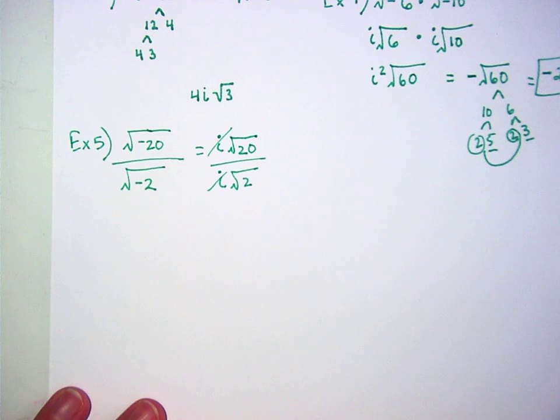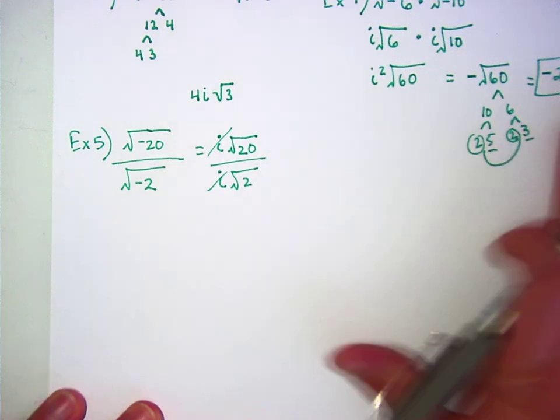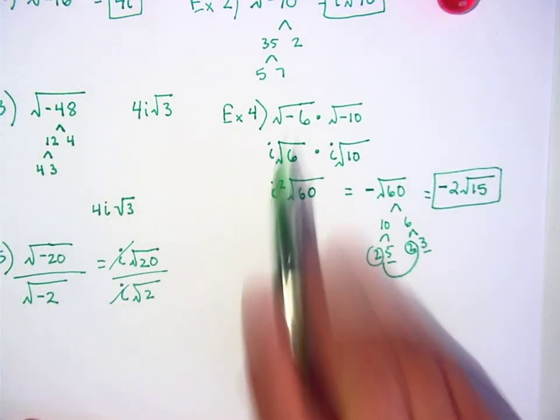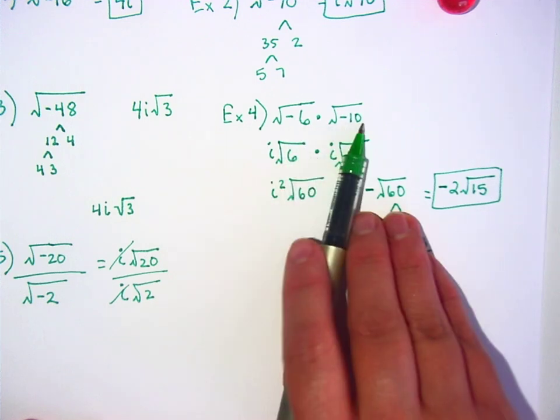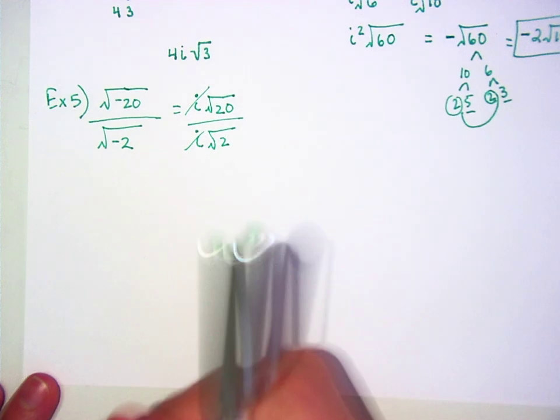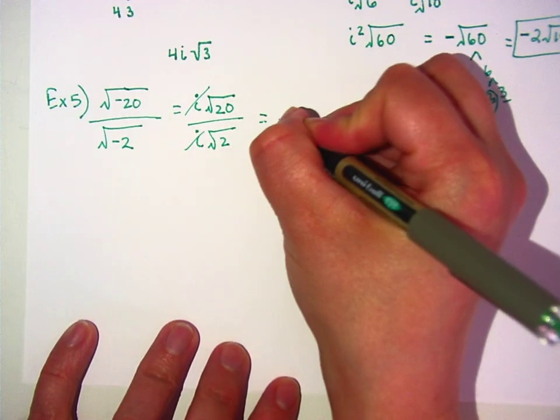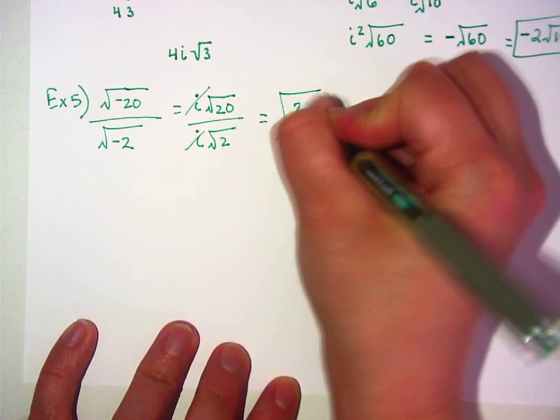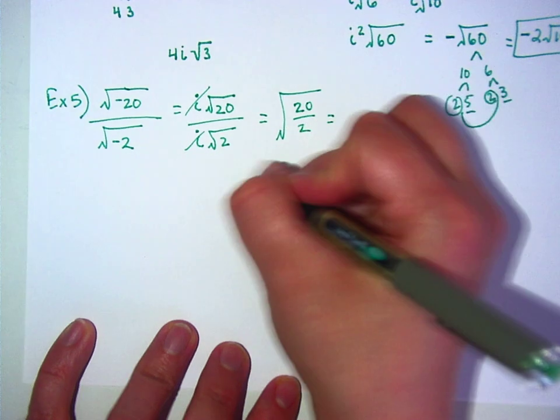Do you remember that if I had two square roots next to each other, I could just multiply the insides? So what do you think the rule is if I have two square roots like this? Sure. Which makes the square root of 20 divided by 2, which is the square root of 10.